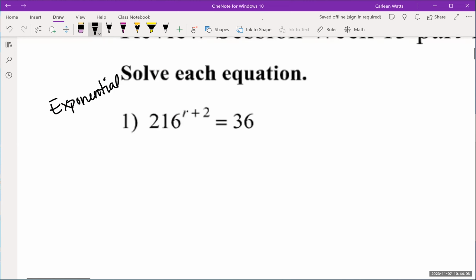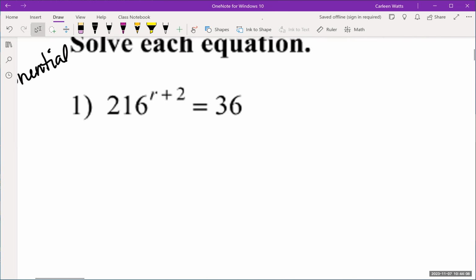Okay, now, number one, what root should I take? I don't know because I don't know the power. Can you see that we need a different tool? I don't know what root to take because this is an exponential. So I'm stuck. I can't just use a power.